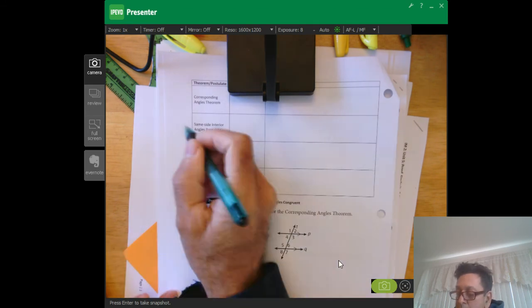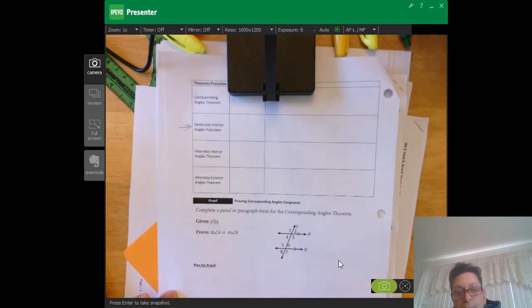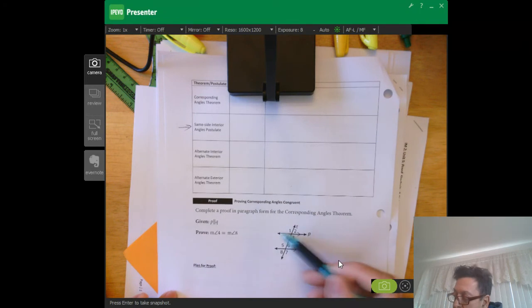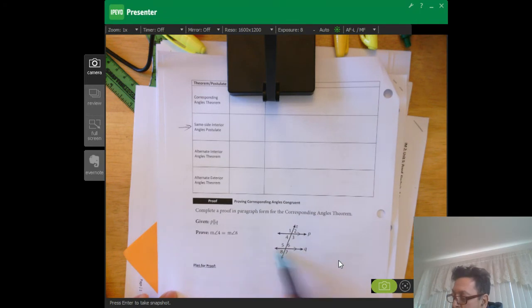So we're going to start with this right here, which is the same side interior angles postulate. So we need a place to start, and that's what we're going to do. So at the beginning, when we look at a drawing with parallel lines cut by a transversal, the same side interior angles are angles that are on the same side of this transversal. So 4 and 5 would be same side interior angles, and 3 and 6 are same side interior angles.